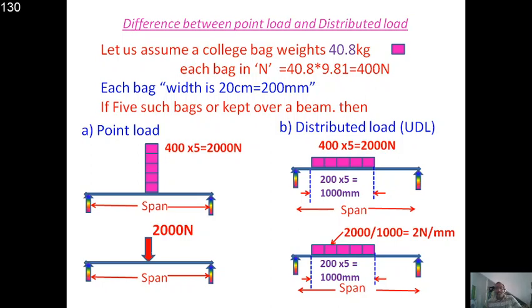Let us assume that you have bought all the books for the entire semester, and including your lunch boxes, water bottles and everything, this comes to 40 kg. So the 40 kg mass of the bag has to be converted into weight. Weight is nothing but a force, or we can say it is a load. So it is 40.8 into 9.81, that will be 400 newtons.